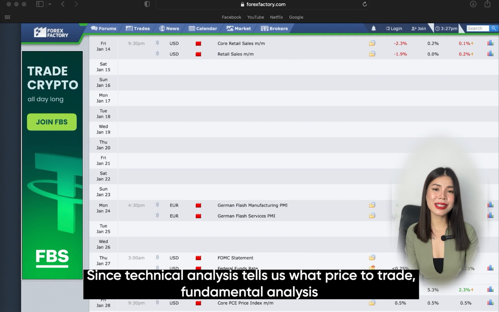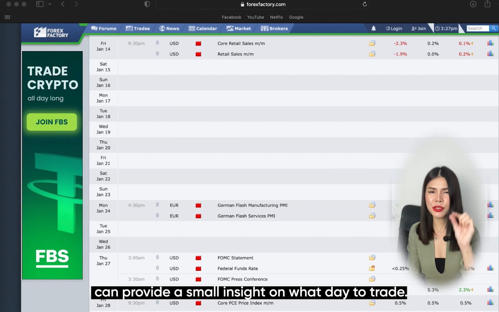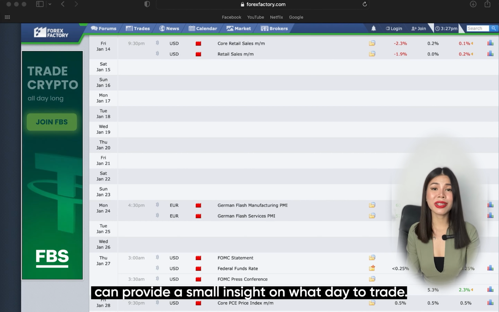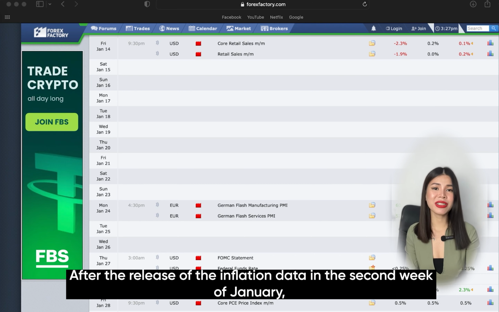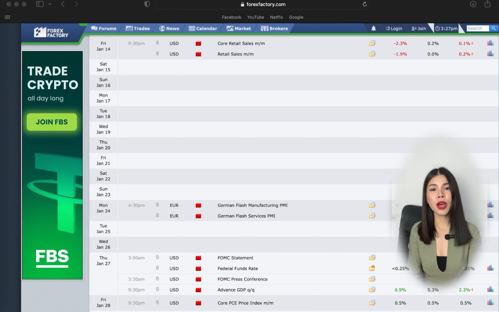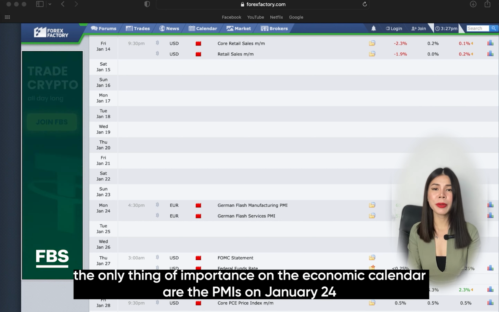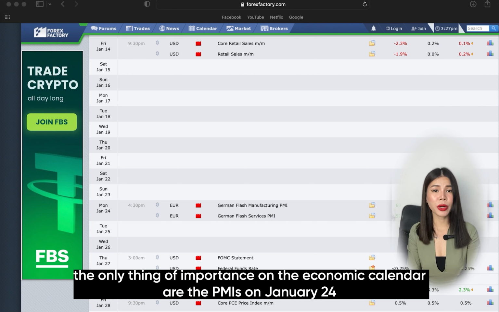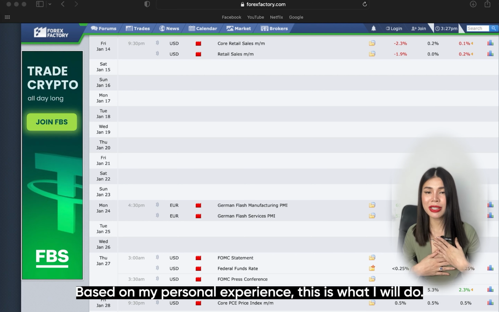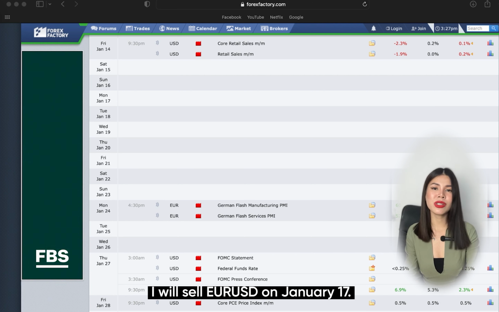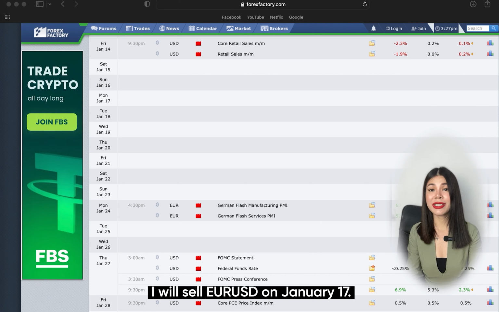Since technical analysis tells us what price to trade, fundamental analysis can provide a small insight on what day to trade. Let us go back to the chart. After the release of the inflation data in the second week of January, the only things of importance on the economic calendar are the PMIs on January 24 and the Fed funds rate on January 27. So based on my personal experience, this is what I will do. I will sell Euro USD on January 17.